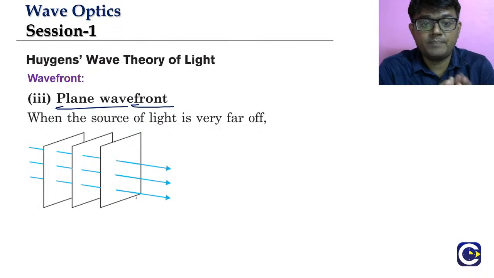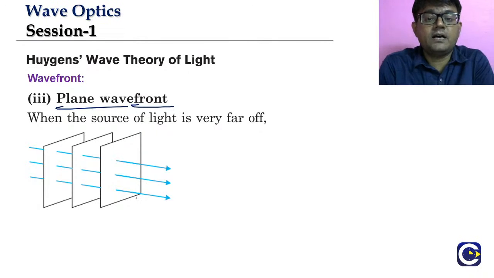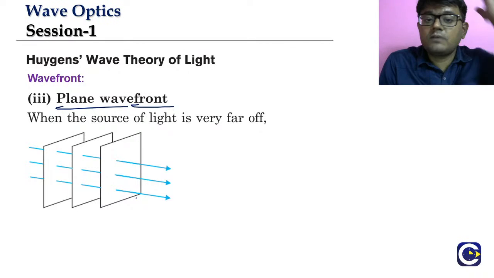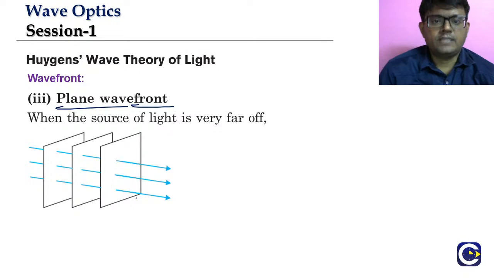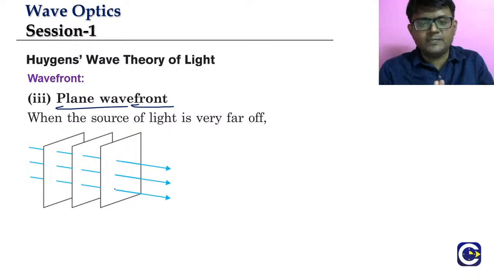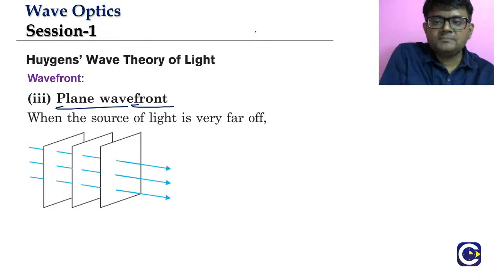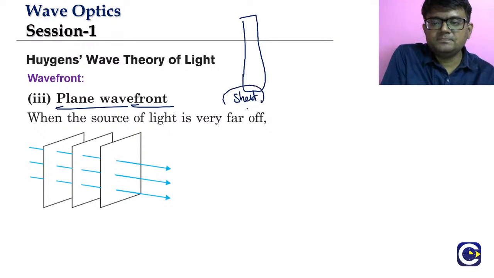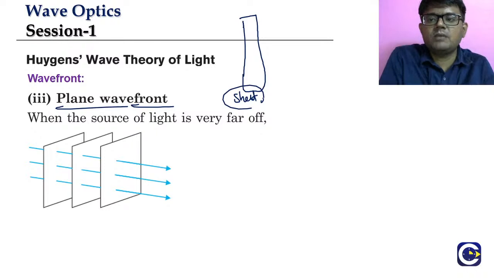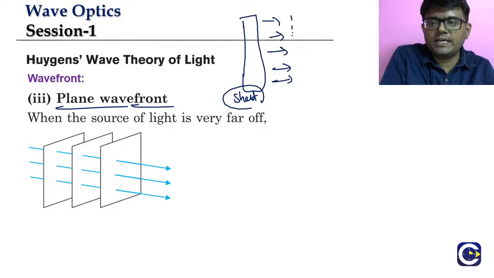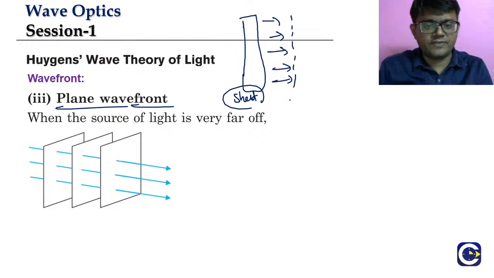Assumption of plane wavefront we will make when we are going to discuss some of the phenomena with regard to the wave theory of light. So when do we have a plane wavefront? Either you have a large sheet kind of a light source, so that if you look at the wavefront, you will be able to have a plane wavefront.